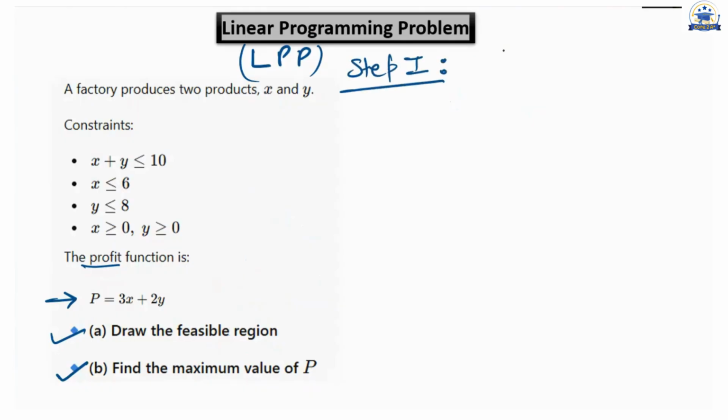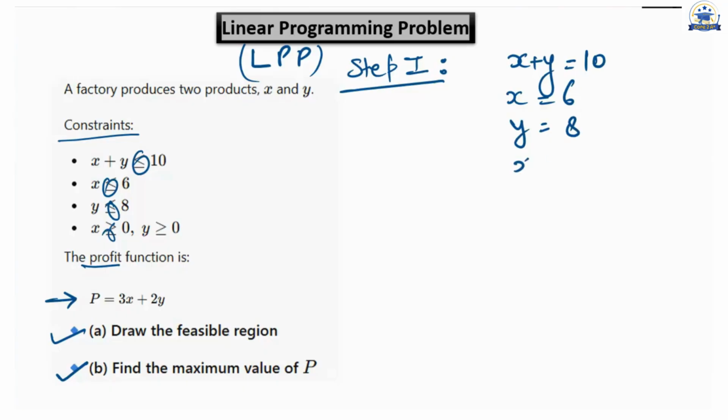In step 1, what we will do, convert constraints into equal signs, right? Remove all the inequalities, right? So how will we write this? X plus y equals 10. X equals 6. Y equals what? 8. And x equals 0 and y equals 0. Am I right or not? Yes, I am. Okay. So this is your first step. First of all, you have to remove this inequality sign, and in its place you have to put the equal sign. Okay. Got it so far?